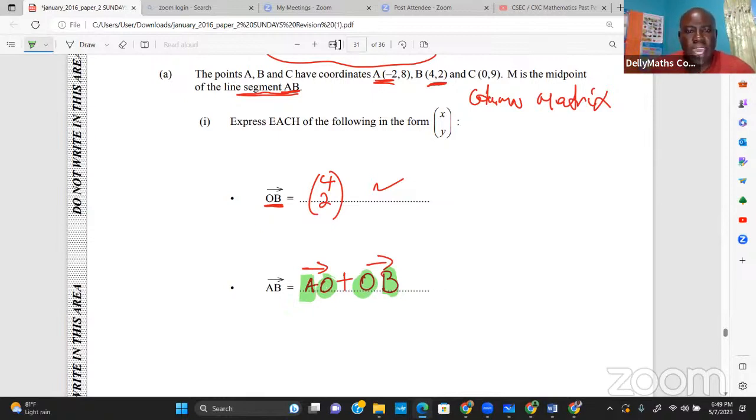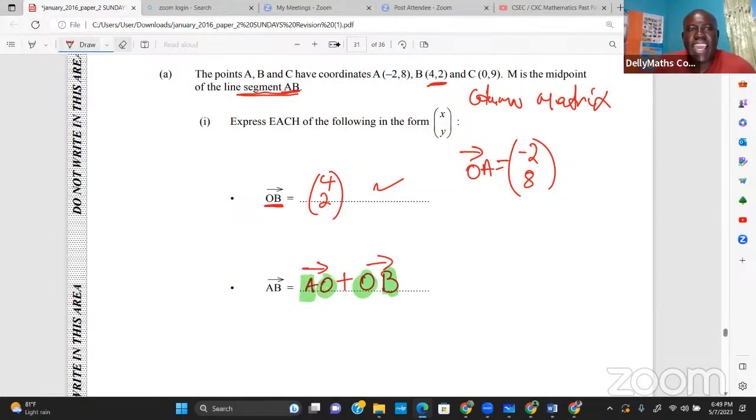You need to know what OA is. We have point A. So OA, even though they didn't ask us for it, you're going to need it. It's (-2, 8). We're getting that from the fact that we got the coordinate for A. So the position vector OA is (-2, 8) in that column vector form.